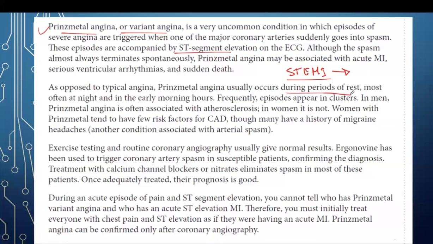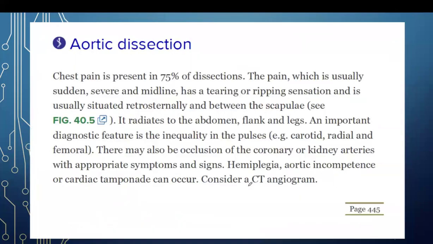Prinzmetal usually occurs during rest, sometimes even at night. So for the treatment of this patient, you can see the exercise test and coronary angiogram are all normal. So you have to give something which can dilate the coronary artery, which is our calcium channel blocker or nitrate. You can give any calcium channel blocker, nifedipine or anything, or nitrate. So that is the treatment. Once you treat them, the prognosis is very good.